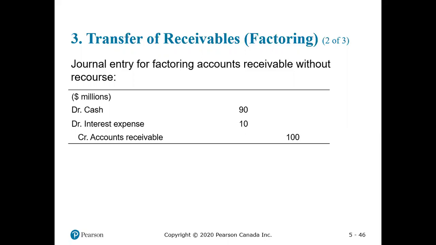So in your book, it gives an example. I think this is Exhibit 5-13 on page 219. So in this case, they're saying, a company is transferring $100,000 worth of accounts receivable for cash of $90,000, or sorry, it's millions, but either way. So the difference between those two is recorded as interest expense.